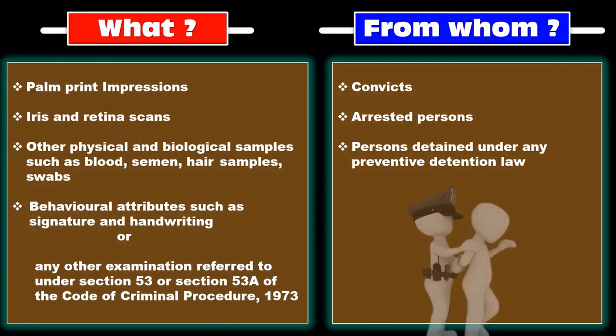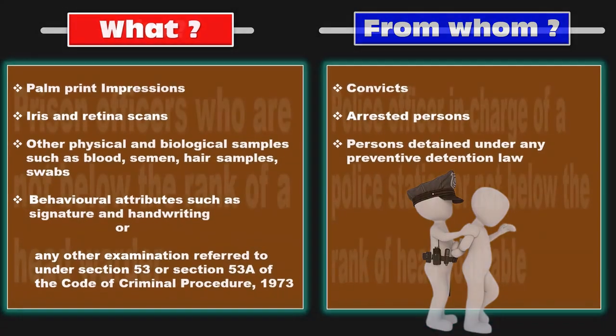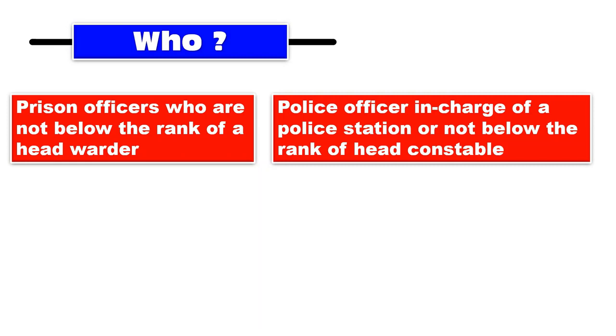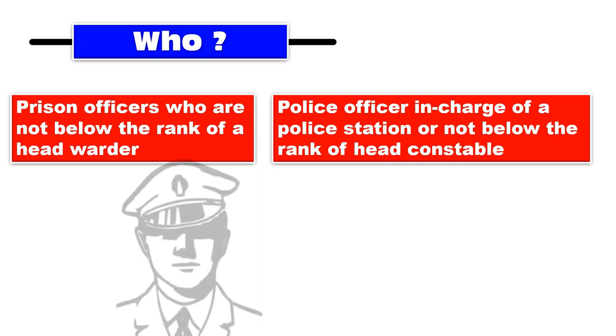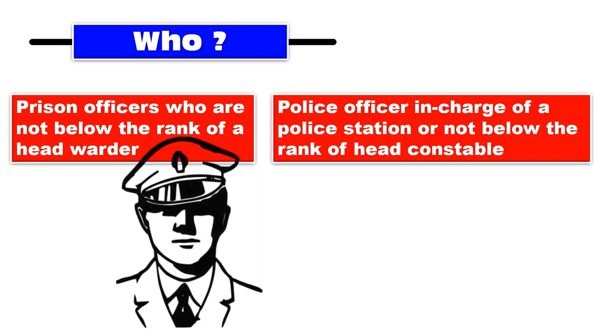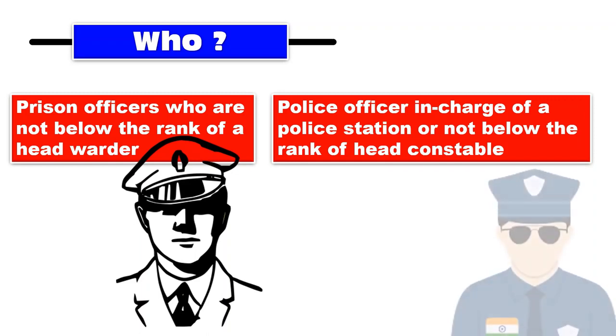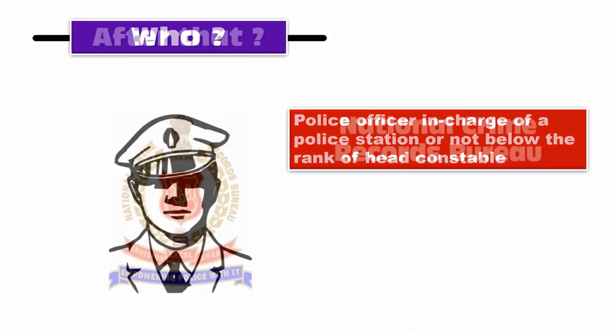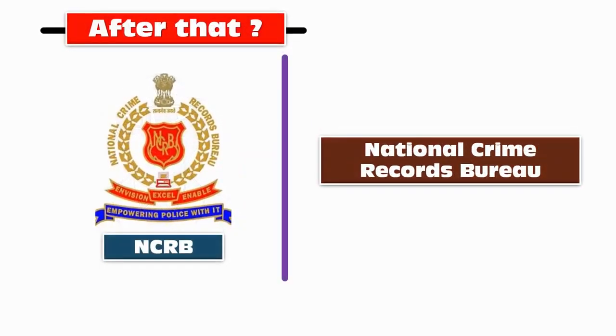Okay, so we saw what and from whom. Now, who can collect details? Prison officers who are not below the rank of a head warder, police officer in charge of a police station, or not below the rank of head constable. What after collection? Here, NCRB comes into picture.